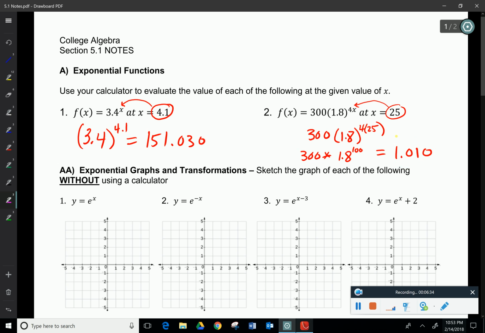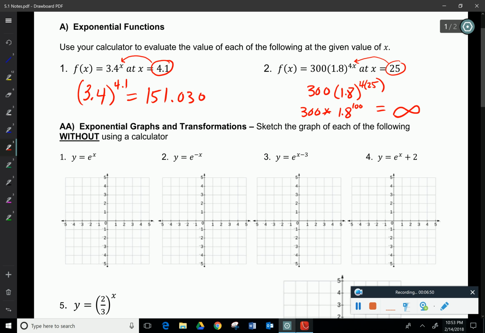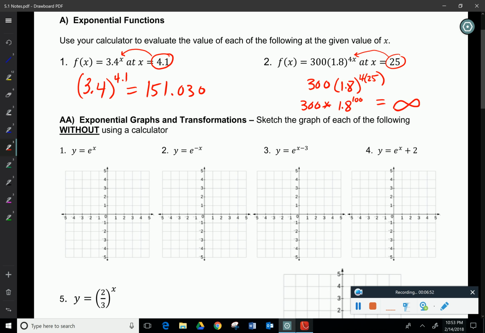Since it's such a giant number, instead of writing out all 28 digits, I think I'll just write that basically it's an infinite number. So if you need to go back and change that on a few problems in the homework, if you see that E at the end, then make sure you go ahead and do that. Okay, so the next part is a quick refresher on the graphing.